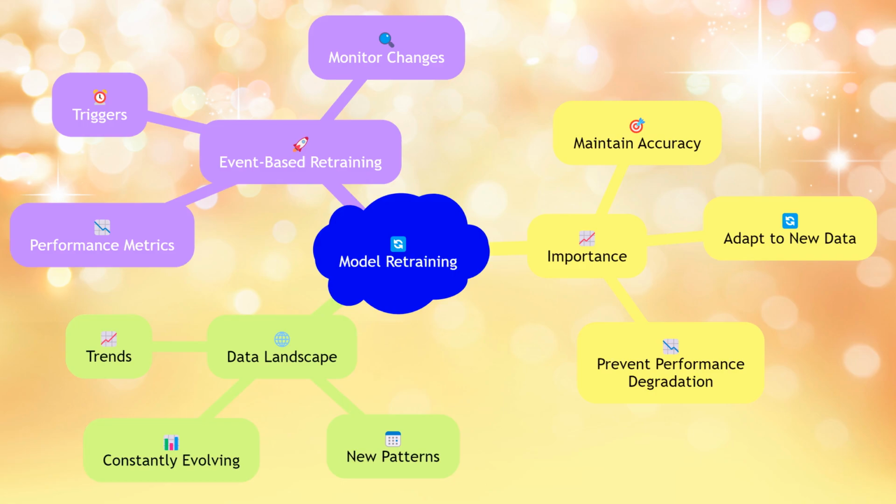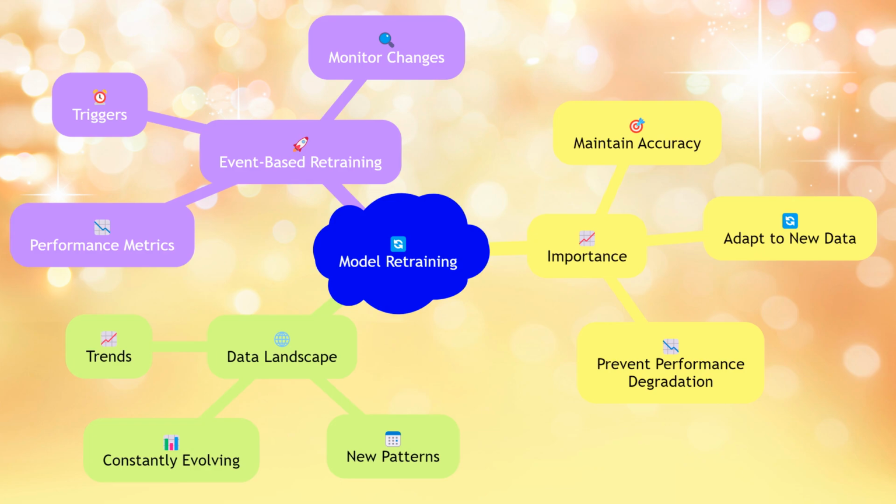In the world of machine learning, models are not static entities. They require continuous updates and improvements to maintain their accuracy and relevance. This process is known as model retraining. Retraining is essential because the data landscape is constantly evolving, and models must adapt to new patterns and trends. Without retraining, a model's performance can degrade over time, leading to inaccurate predictions and suboptimal decisions.